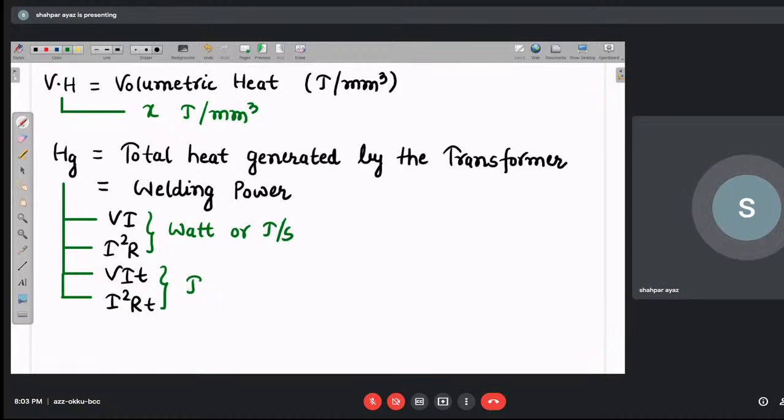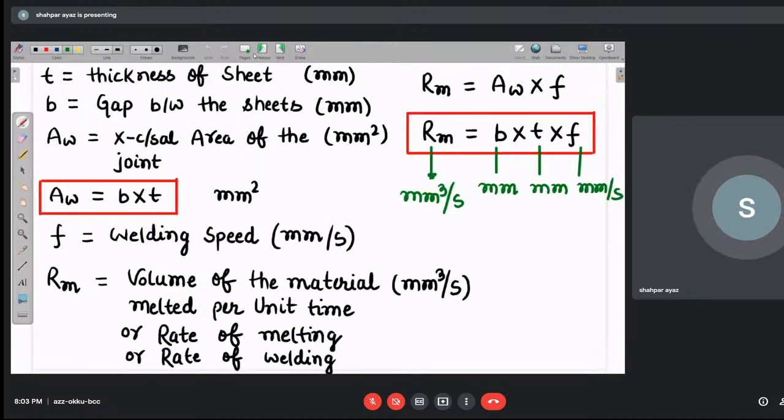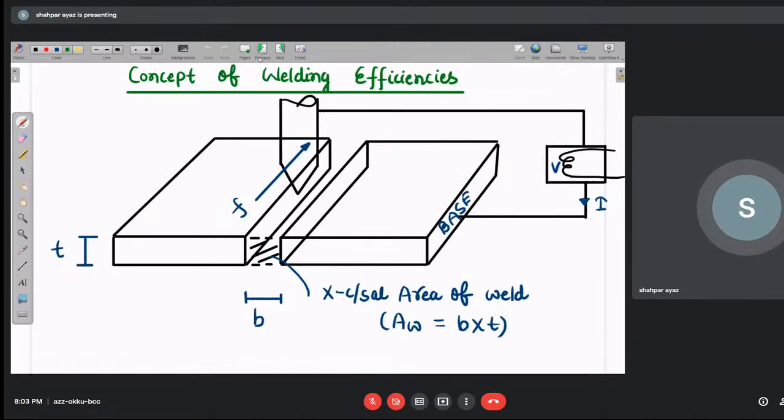So for heat generated in arc welding, we use voltage into current. In resistance welding, resistance is given, we use I square R. If time is given, you can use I square RT, right? So remember, this is how we calculate Hg, heat generated. Suppose this transformer has generated I square RT or V into I amount of heat.